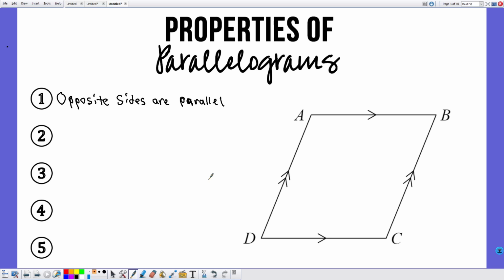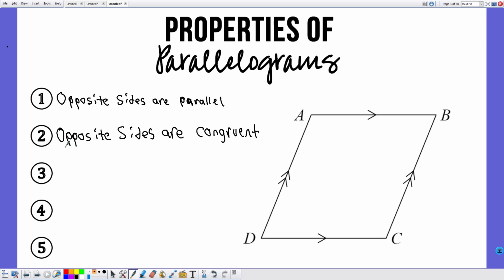The second cool property is not only are opposite sides parallel, but opposite sides are also congruent. So AD is congruent to BC, AB is congruent to DC. Interesting.